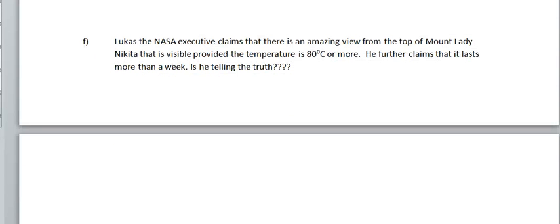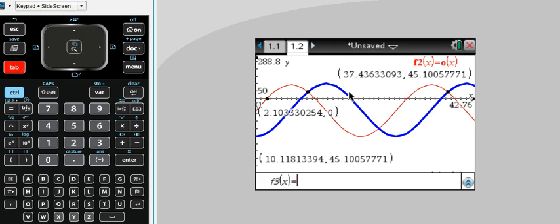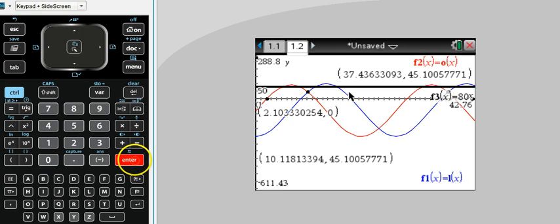Then lastly we've got Lucas, our NASA executive, who is claiming that there's an amazing view from the top of Mount Lady Nikita that is visible provided the temperature is 80 degrees or more. He then goes on to claim that it lasts for more than a week, and we need to tell whether he's telling the truth or whether he's lying to us. So Mount Lady Nikita is our blue graph, and we get the beautiful view as long as it's over 80 degrees. So the first thing I need to do is draw the line at 80.